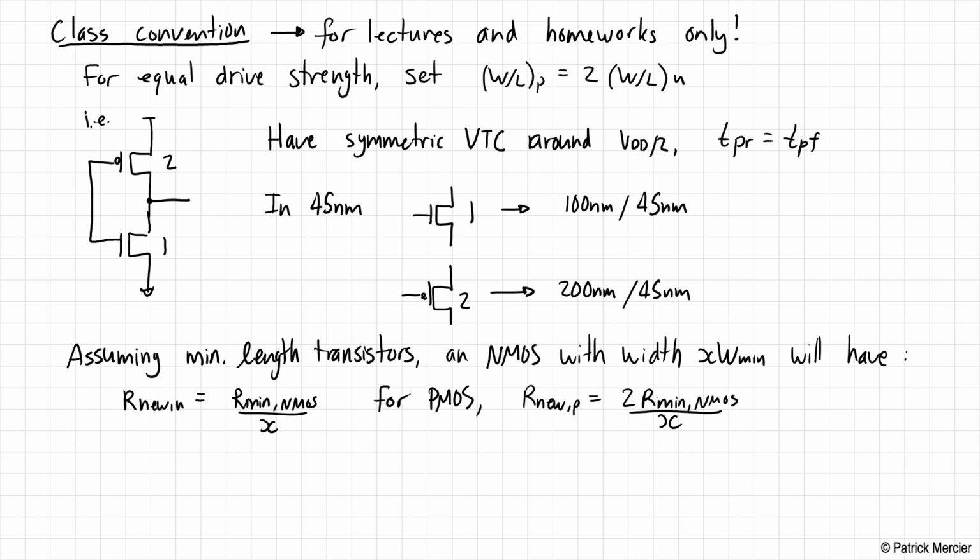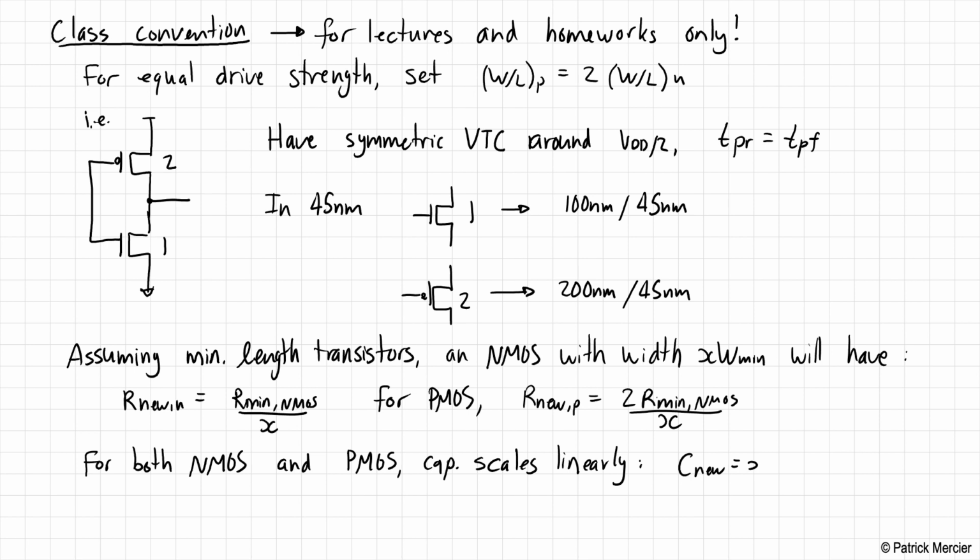Okay. So for both NMOS and PMOS, capacitance scales linearly. And what I mean by that is the gate capacitance, the drain capacitance, etc., is just X times the capacitance of, say, the minimum size transistor.